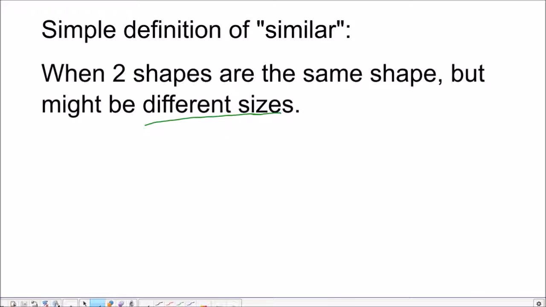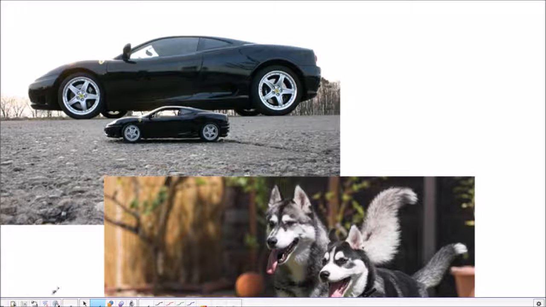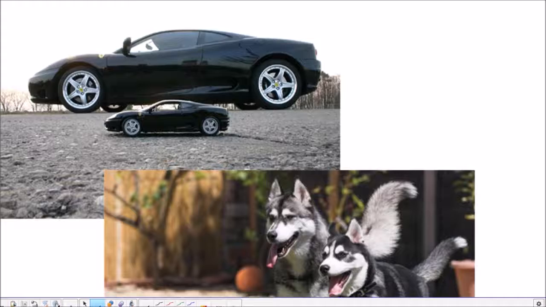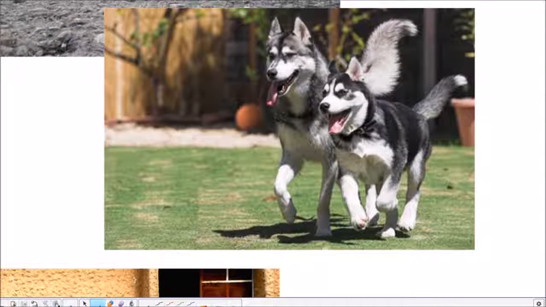A couple more examples. I've got one here with the cars. We've got a toy car, maybe a remote control car, and a bigger version of the same car. Looks like it's a Ferrari, and I would probably want the big one myself, but they're similar. They're the exact same shape, but just different sizes. One of them's a lot bigger. What about our next one? We got some puppies. This kind of reminds me of me since I got a couple dogs kind of like this. We got a bigger dog and a smaller dog. Are they the same shape? Yeah, they are.